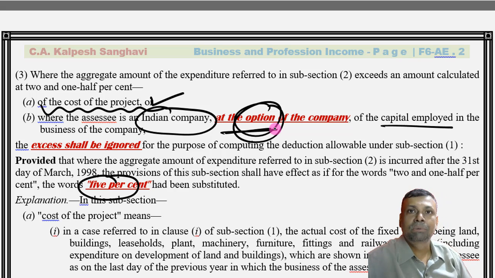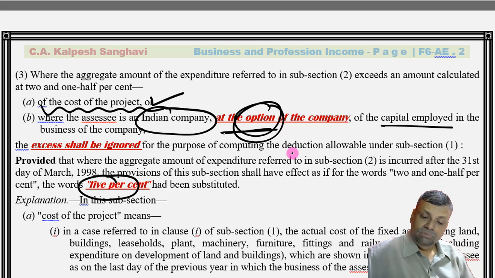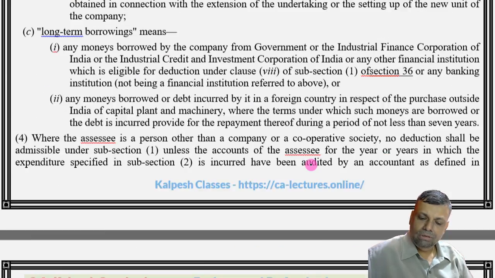A special option has been provided. So if you don't want to go with the cost of the project, then you go with the capital employed. What the cost of the project is is also defined here, and what the capital employed is is also defined here. So there is no complication as such whatsoever. But for Indian companies, this particular option has been provided. Now friends, you have this upper cap and upper limit of the qualifying amount, and you have to divide it into 5 equal installments. That's all. No further technical discussion under this provision.